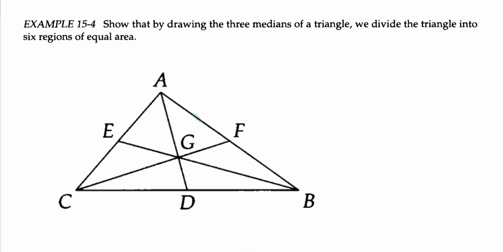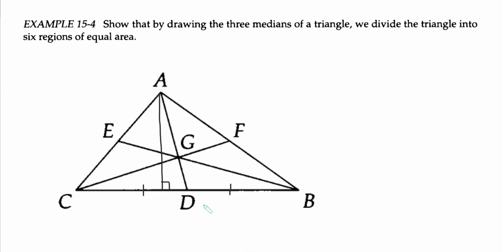So first, I think we have to start by showing that any one median divides the triangle into two triangles of equal area. So let's consider the median AD. This divides the triangle into ACD and ABD, where CD is equal to DB. Now these two triangles share the altitude from A.